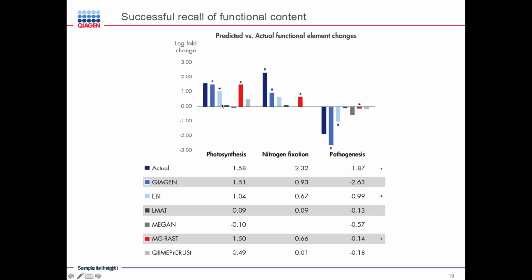But not only does it predict it in the right direction, it also predicted with the right absolute fold change, or the most accurate fold change among these 6 tools, or these 6 toolkits. And the ones I marked with a star here are the ones that predict the right direction with statistical significance in all 3 cases. So those are our solution, and it's EBI, and it's MG-RAST.